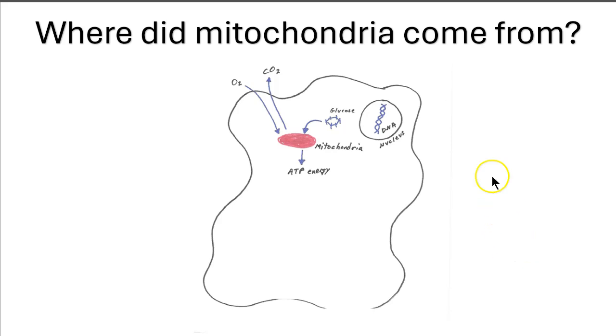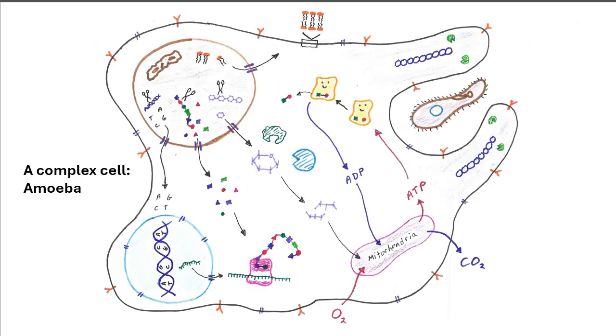In this lesson, we'll try to answer the question, where did mitochondria come from? Now, in previous lessons, we've used this cartoon of an amoeba to illustrate some of the key processes in the chemistry of life. So let's recap quickly some of the things that we've learned.